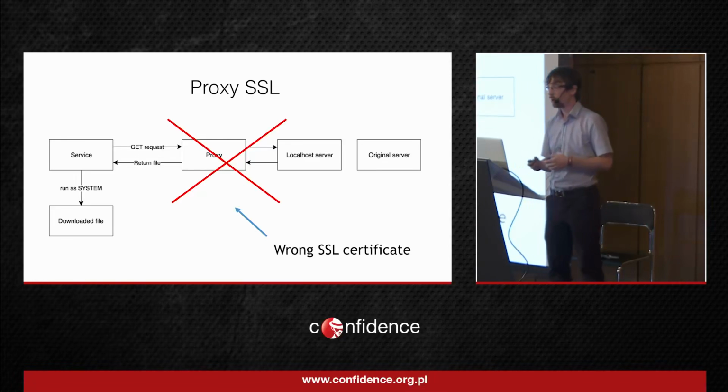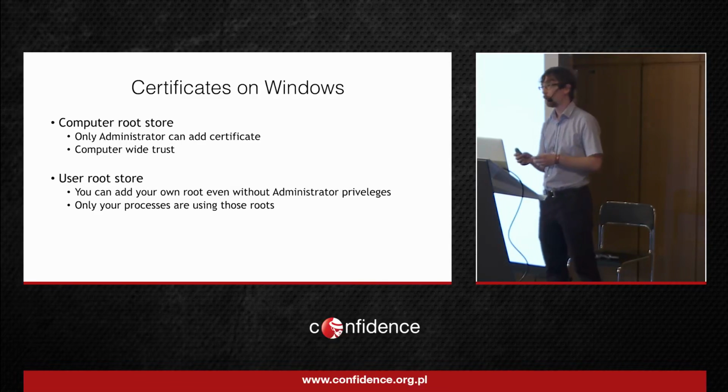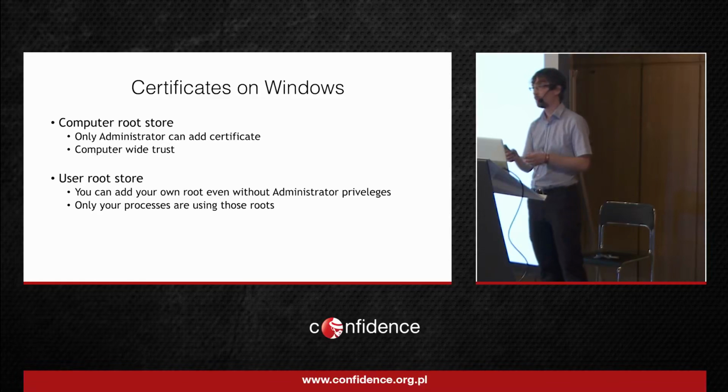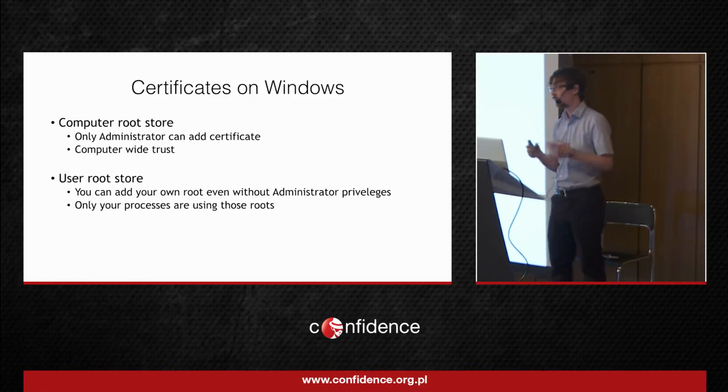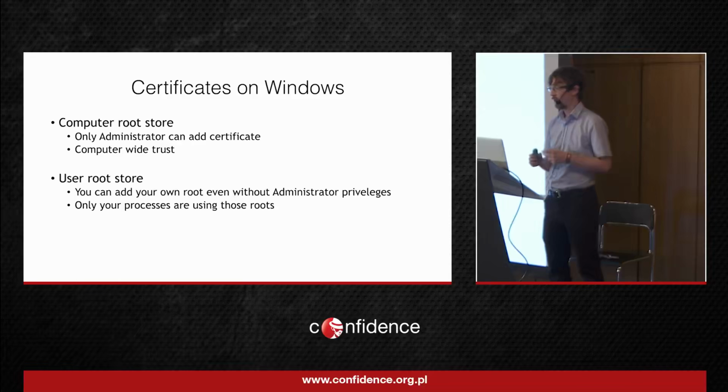First, I need to show you what certificates on Windows look like. Windows has two root stores. The root store is the place where the root certificates are stored. And what's a root certificate? It's a certificate which is trusted by the system. So when your certificate is issued by one of the root certificates, it's globally trusted. So we have two root stores. The first one is the computer root store. If you have a certificate there, it's globally trusted inside this computer.